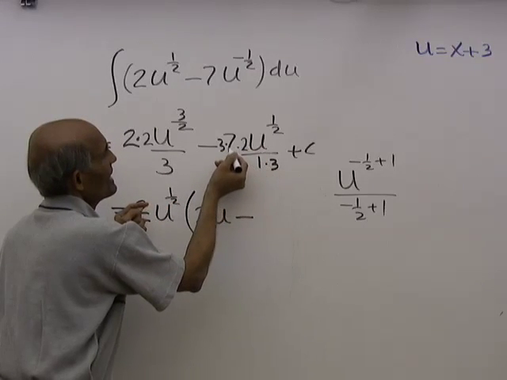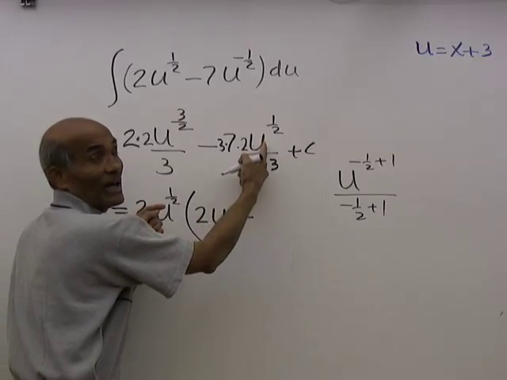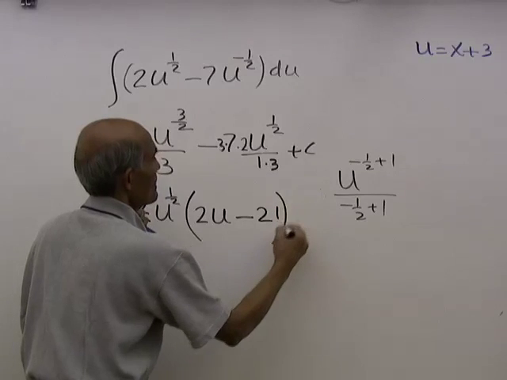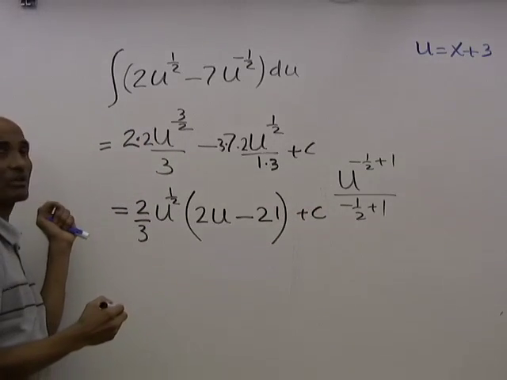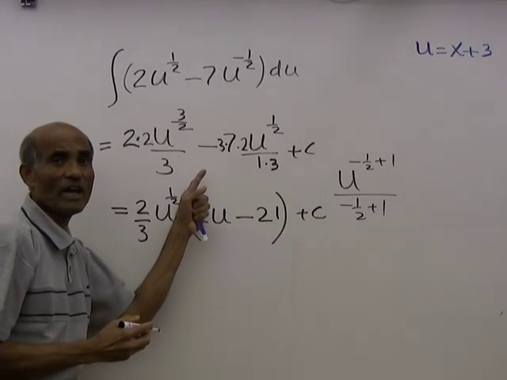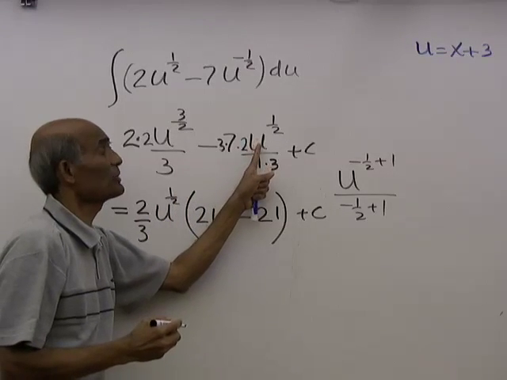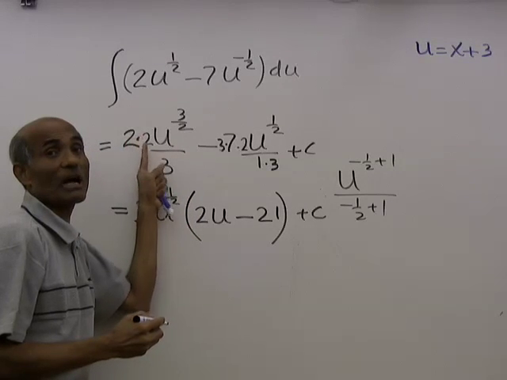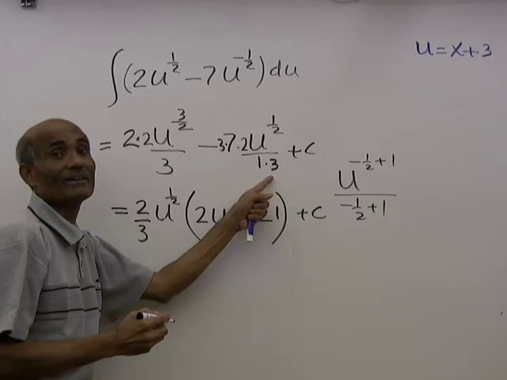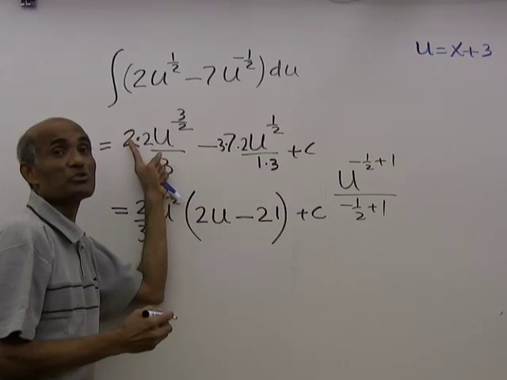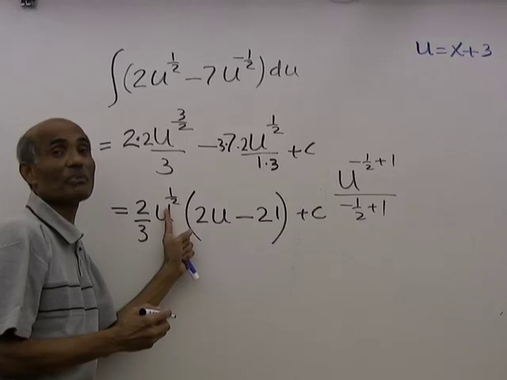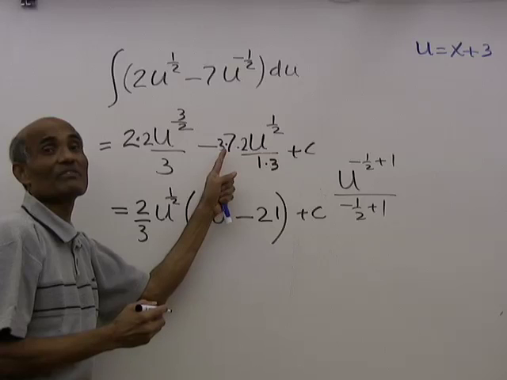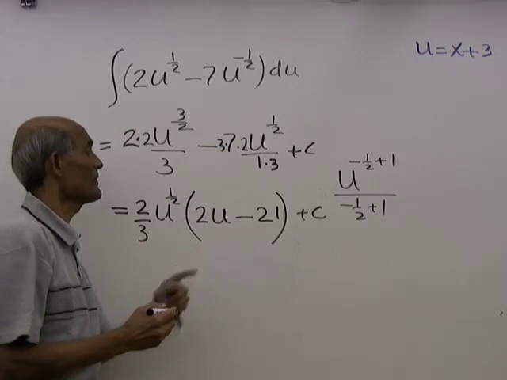2/3 have come out, leaving a 21 there, and u to the power of 1/2 has come out. So it will be simply minus 21 plus c. I hope you understood the simplified version there. What I did is, I took out a u to the power of 1/2, and I took out a 2/3, leaving a 2u there, because u to the power of 1/2 times u is u to the power of 3/2, minus, leaving a 7 times 3, 21 there.